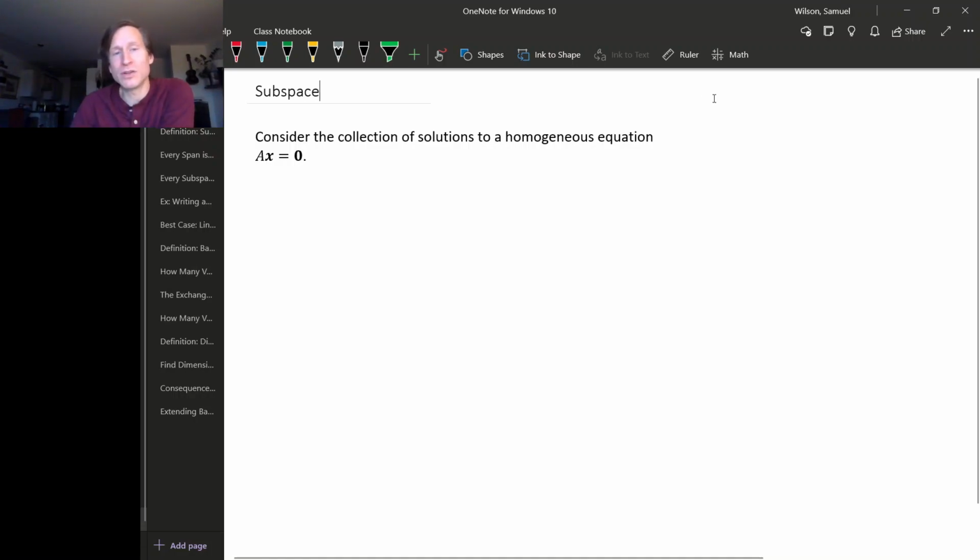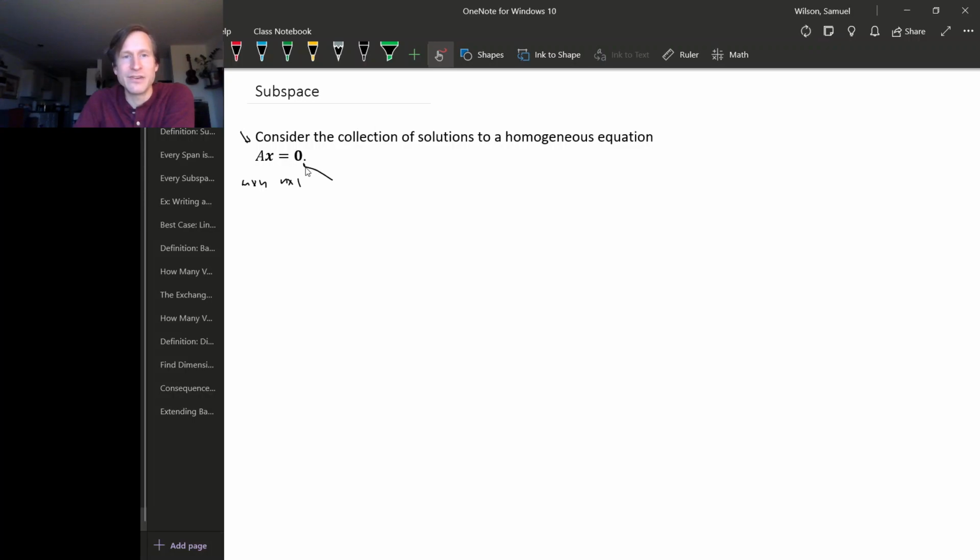Let's think about what a collection of solutions to a linear equation actually looks like. Suppose we have this linear homogeneous equation, and let's suppose that the matrix A is m by n, so the vector x must be n by 1, and this 0 vector here must be the m by 1 0 vector.